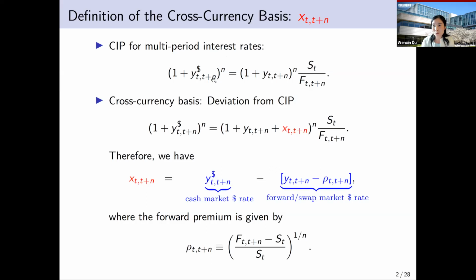So imagine we have $1 today, and we can either invest in a risk-free dollar bond for N periods. My notation is this y superscript dollar sign. Or we can exchange that $1 into S units of foreign currency and invest in a foreign currency risk-free rate for N periods. This is my notation for the foreign currency risk-free rate without a dollar sign. Then we know this is how much foreign currency we'll get back with certainty, right?